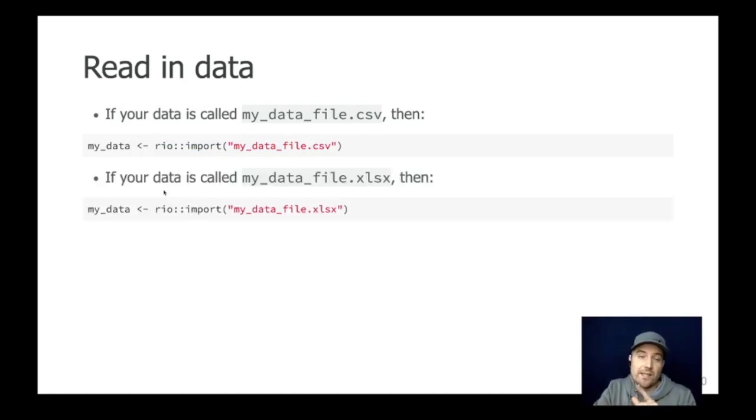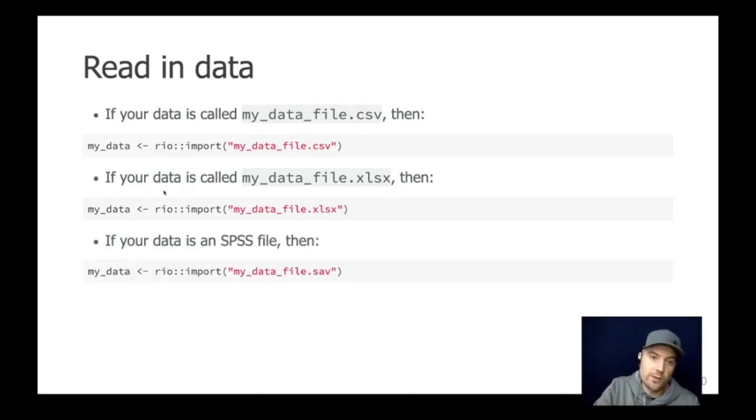What if your file is in an Excel format, so XLSX? Well, we can use rio::import for that too. What if it's an SPSS? Well, we can use rio::import for that too. The only differences you're seeing here is that we need to give it the proper file name. So .sav for SPSS or .xlsx for Excel, etc. So in general, this is how we're going to be importing data. What's really important when you're reading in data is that your data, the data set, is in the same folder as your R Markdown file that we're going to be using, which I'll highlight a little bit more in just a moment.